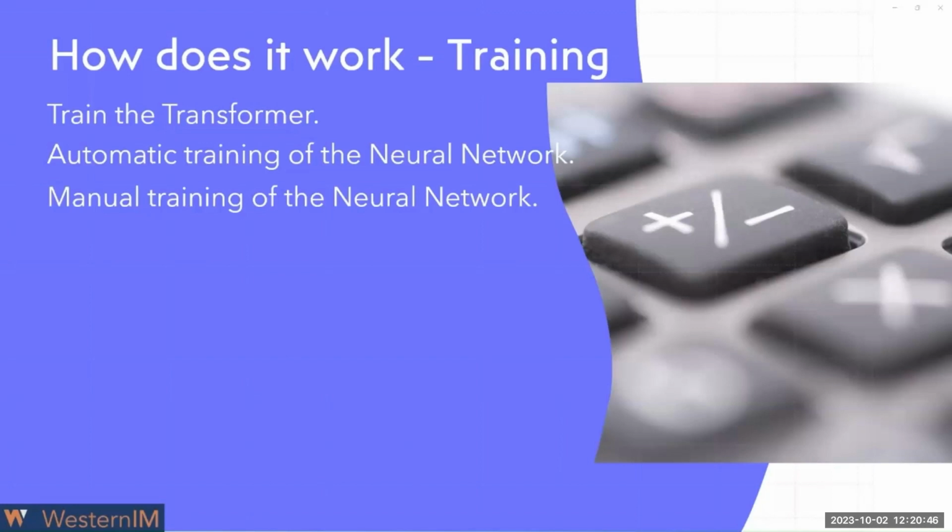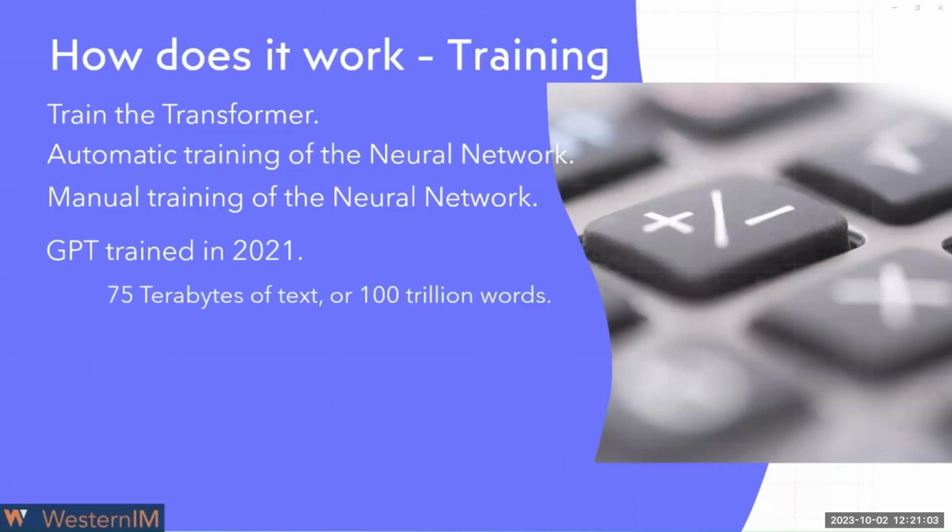How much text is used in training? The short answer is all of it. As an example, GPT was trained in 2021. The text used for training was basically all of the text publicly available on the internet. This amounted to 75 terabytes of text, or about 100 trillion words. It took 355 years to train.